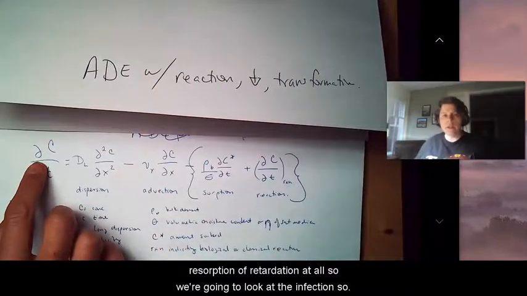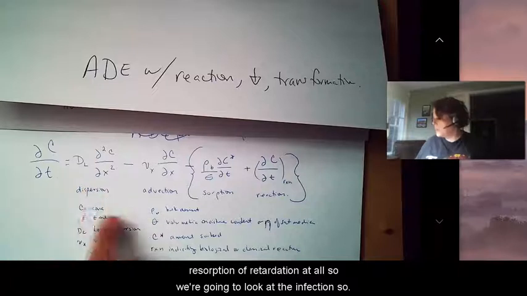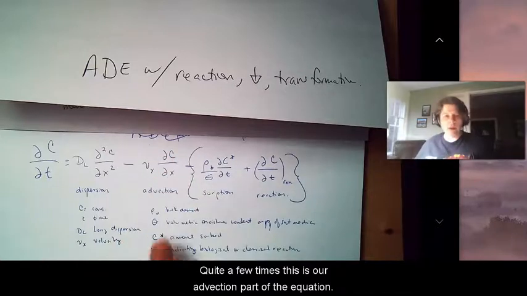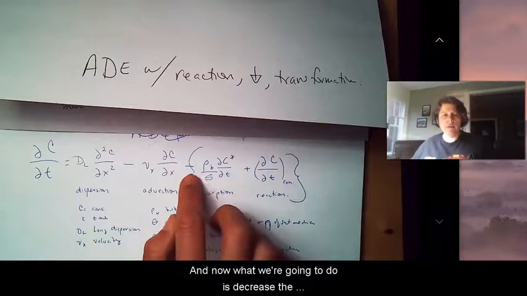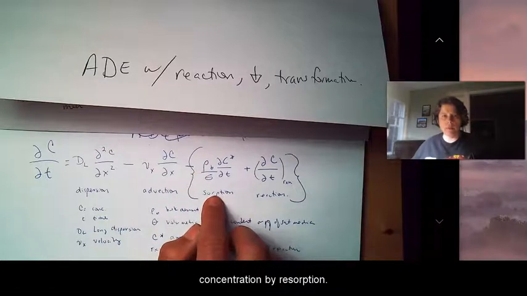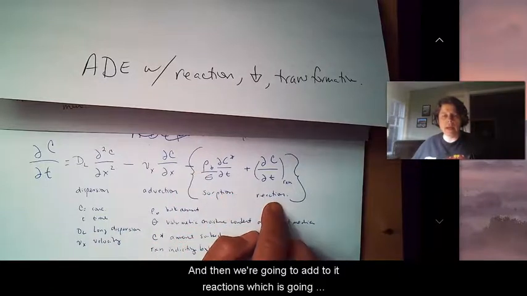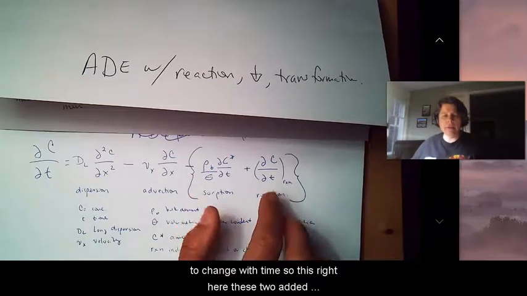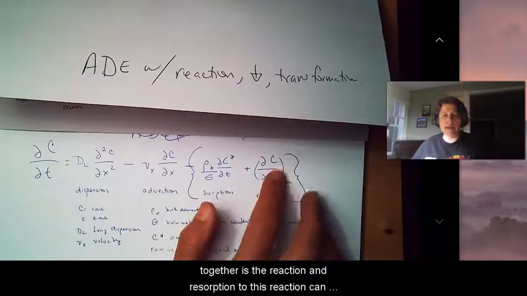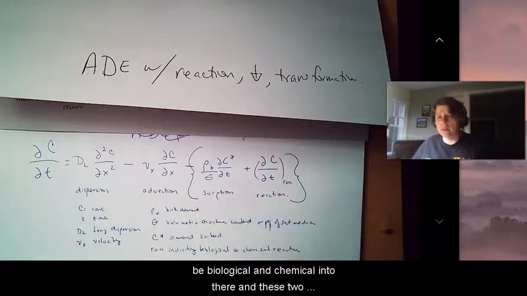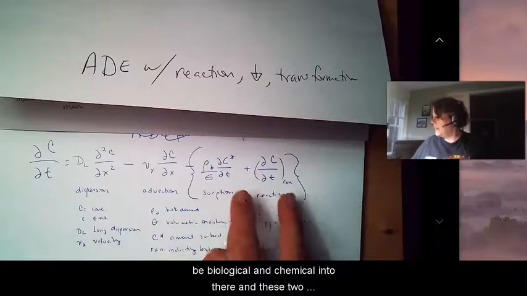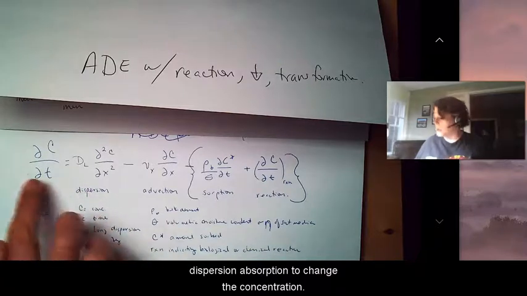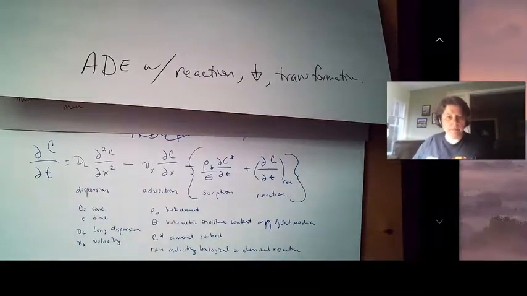So if we look at the change in the concentration with time, we know this part is the dispersion part. We've looked at that quite a few times. This is our advection part of the equation. And now what we're going to do is decrease the concentration by sorption, and then add to it reactions, which change with time. These two added together are the reaction and the sorption, and this reaction can be biological or chemical. These two added together will decrease the concentration from the dispersion and advection, to change the concentration with time.